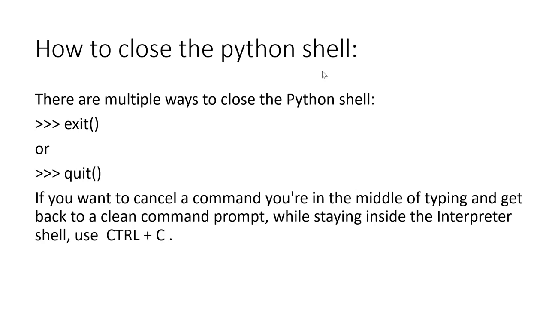How to close the PowerShell? There are multiple ways to close the Python shell: exit or quit. These both work the same. If you want to cancel a command you are in the middle of typing and get back to a clean command prompt while staying inside the interpreter shell, use Ctrl C. If you are writing something and you want to get rid of that line, then you should press Ctrl C.